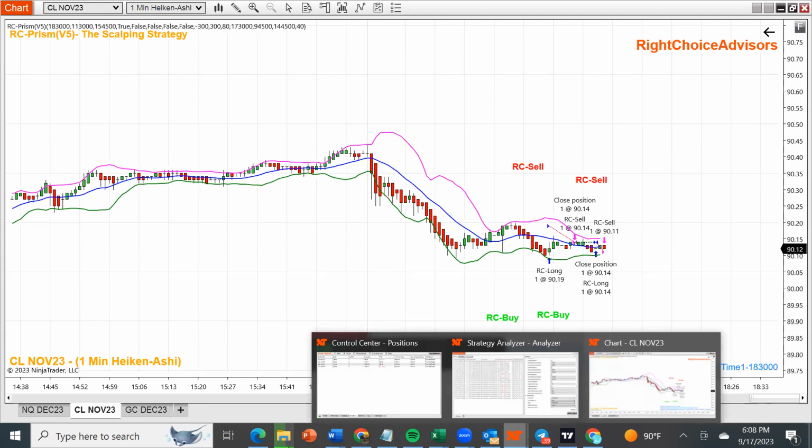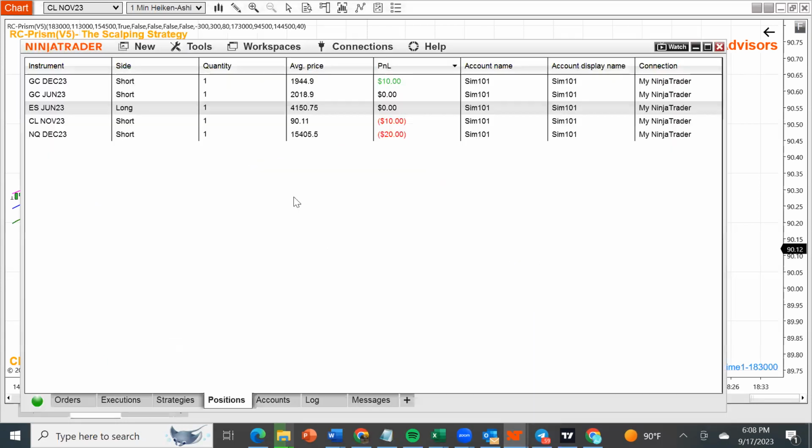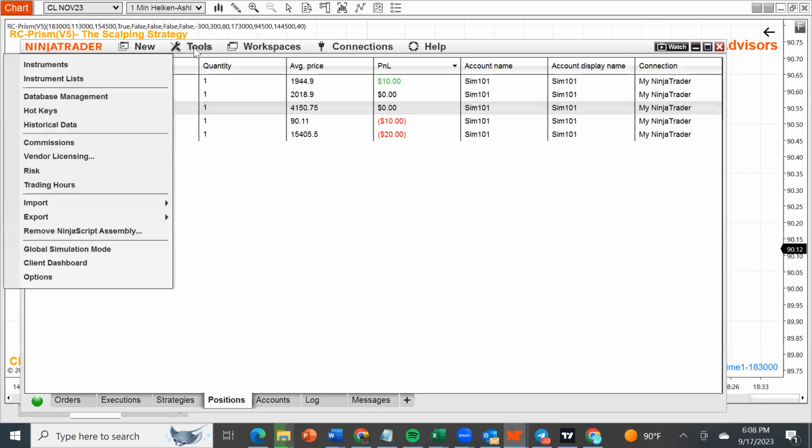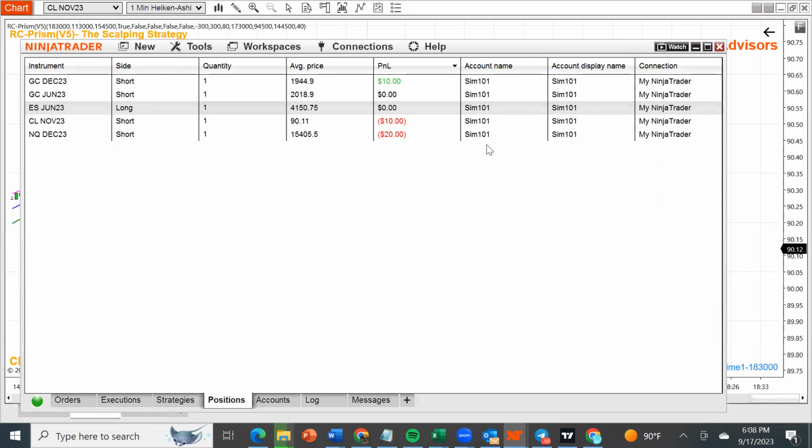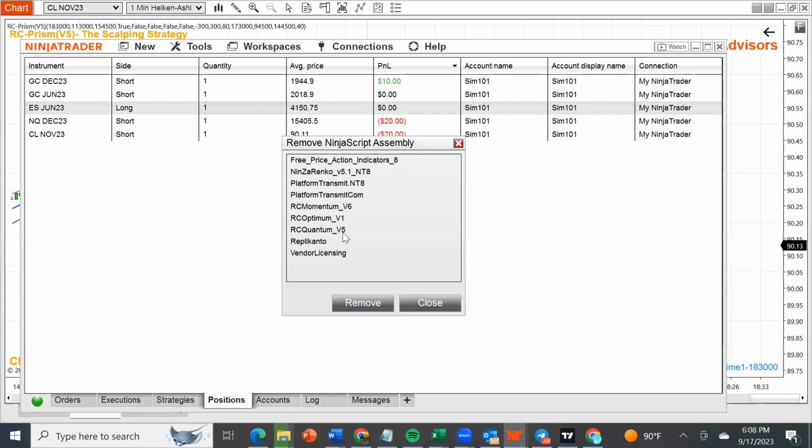If somebody is new, if you want to know how to remove an existing one, you have to go to Tools. You have to click on Remove NinjaScript Assembly, and whenever you click on Remove NinjaScript Assembly, it will show the existing versions. So if you see Prism V4, you have to remove that version. If you are a completely new user, directly you can import the V5. But otherwise, you will remove the Prism V4.